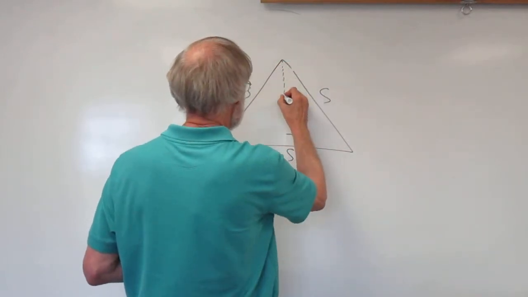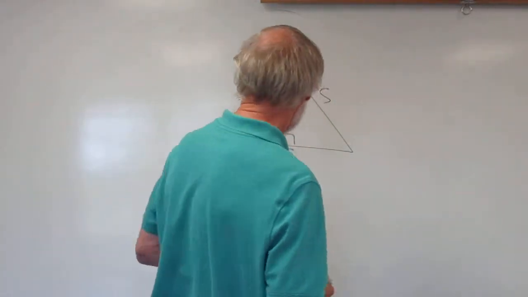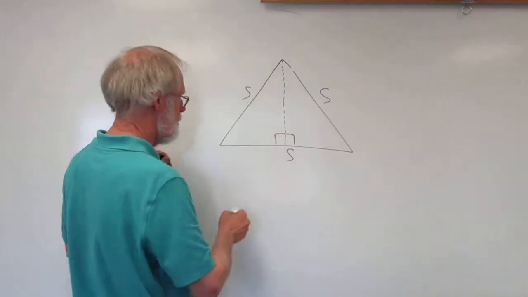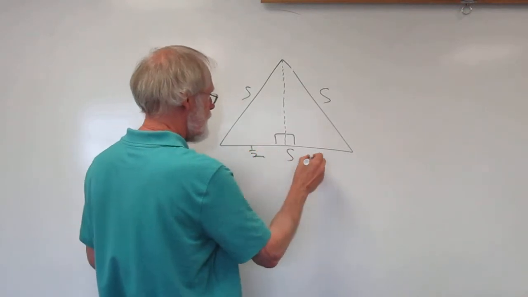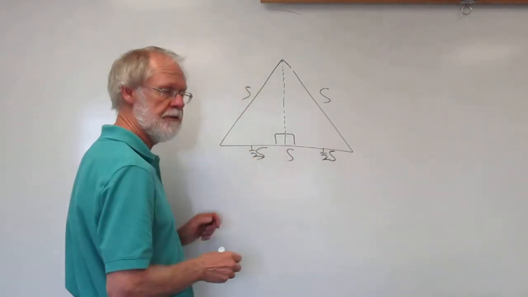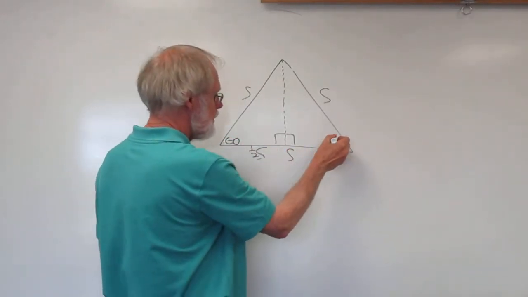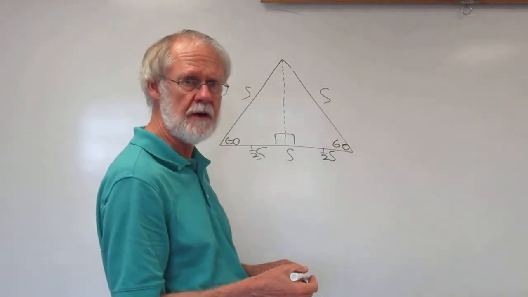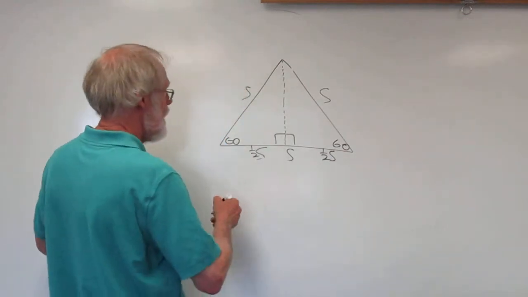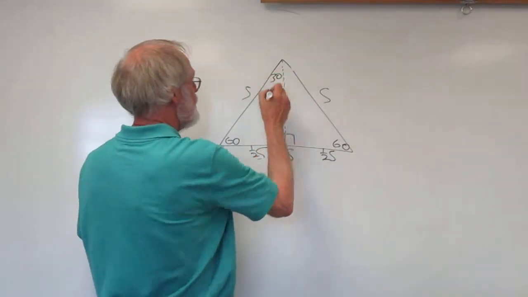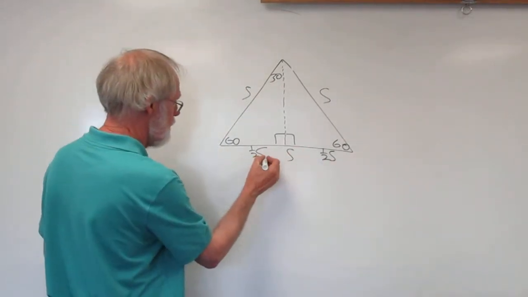Now, right angles here. Because it's an equilateral triangle, if this side is S, then each half of it must be 1/2 S, okay? This is also a 60, 60, 60 triangle, because any equilateral triangle has all three angles of 60. That means if that's 60 and that's 90, this must be 30.